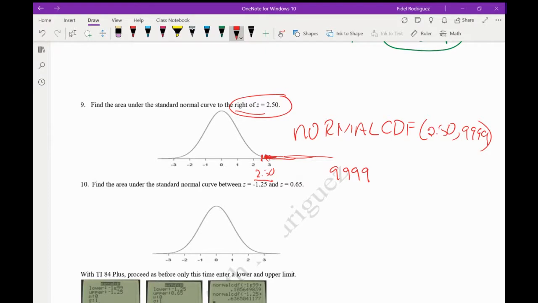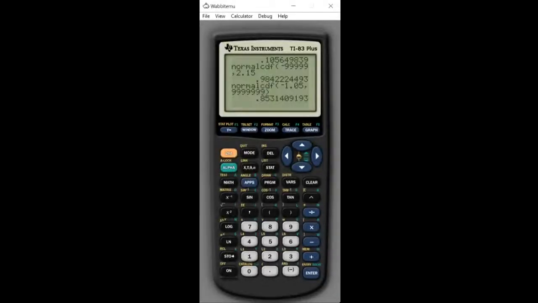Let me do this again on my calculator so you can see how I'm doing this. Again, guys, if you have that app on your phone or your iPad or whatever, it's going to work exactly the same way. So you're going to go second, hit the VARS button, and it's going to be the second one, normal CDF. We said we're going to go 2.50, then comma, and again, I usually do at least four 9s. You can do more. And then, like we said, it's going to be a really small number. Look what it is, 0.0062.